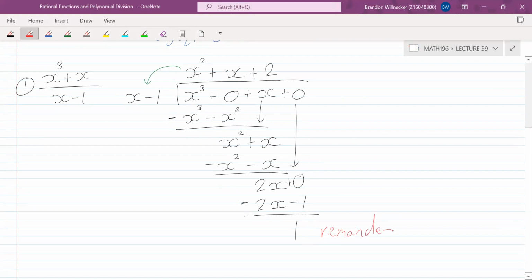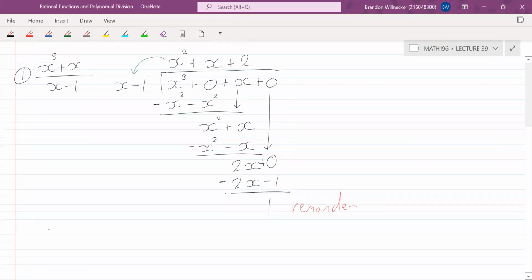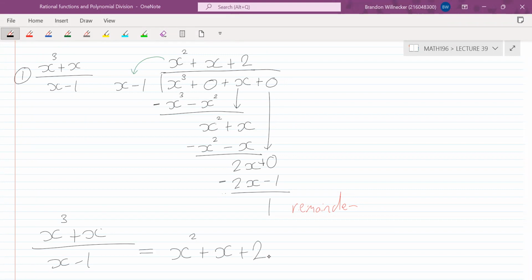Okay, so we can't do the division anymore. So we stop and we say that is our remainder. So we can write this as x cubed plus x divided by x minus 1 is equal to, we have the whole number part, if you want to think of it like that, is going to be x squared plus x plus 2. And then we have the fractional part, if you want to think of it like that, which is plus 1, the remainder, divided by x minus 1.